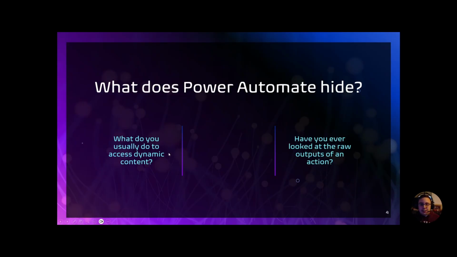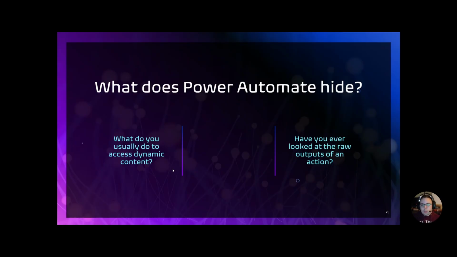So the first question we ask is, what does Power Automate actually give us to understand what it hides? What it gives us is the items in that dynamic content menu, and that's how we normally access those things that change in the outputs of our actions. But have you ever actually looked at the raw outputs of a Power Automate action? A lot of the time we select content from our flow based upon that dynamic content menu, and we don't see what's actually there.